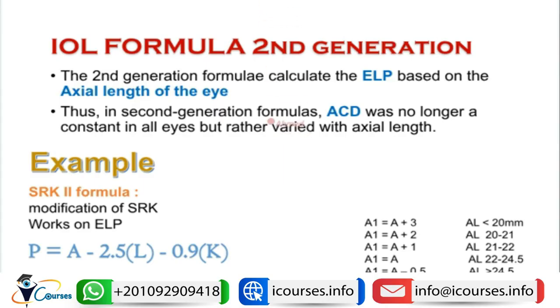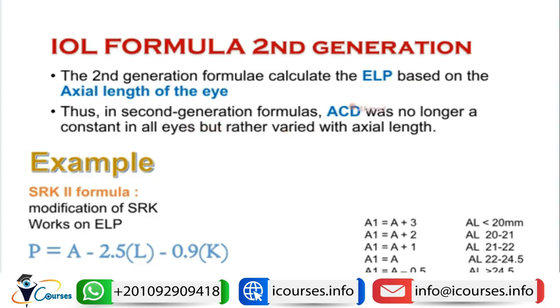After doing the first generation formulas, it was found that they were good and efficient for those who have average axial length, so good for those with 22, 23 axial length, but not that efficient in very short eyes and very long eyes. So what was the problem? The problem is that the intraocular lens position will be different according to the axial length of the eye. So the effective lens position wasn't taken into consideration in the first generation formulas.